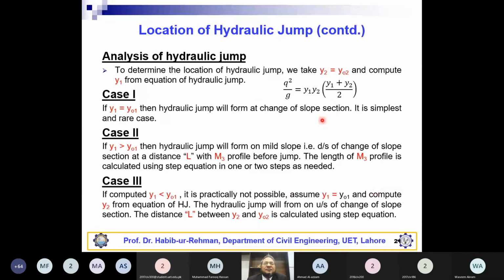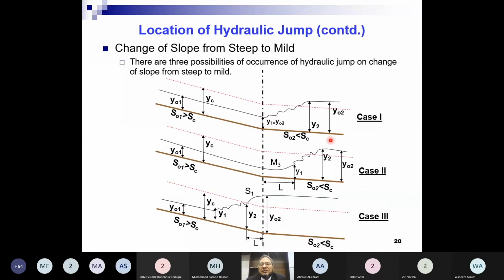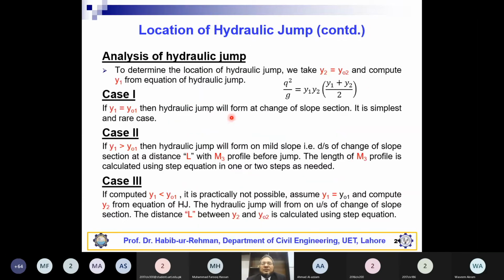Now how can we analyze the hydraulic jump to determine the location of the hydraulic jump? I mean where it is forming, we take y2 equal to y02. So initially we have to assume that this y2, which is the conjugate depth after the jump, is equal to y02, and compute y1. What is y02? y02 is the depth of flow in subcritical flow. What is y01? The normal depth of flow in supercritical flow, because here the flow is supercritical. So you have to assume that y2 is equal to y02, and by using this equation of hydraulic jump, compute y1, because q we know.